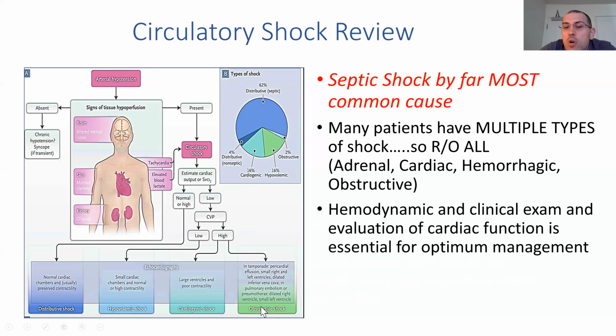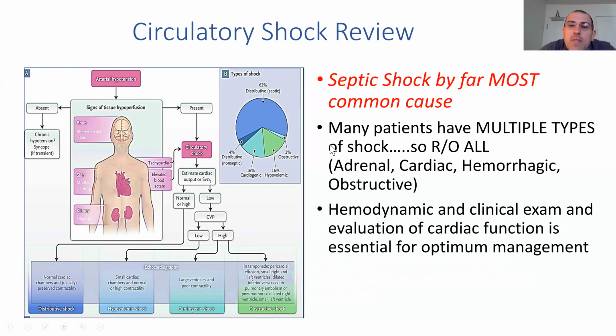Or maybe we can see obstructive shock, say like in tamponade. Pericardial effusion will have small right and left ventricles, and we'll have a dilated vena cava because we just can't get the blood into the heart because it's being squeezed. Or say in pulmonary embolism or pneumothorax, we can have a dilated right ventricle only because we're having a hard time getting blood past the lungs, and maybe a small left ventricle.